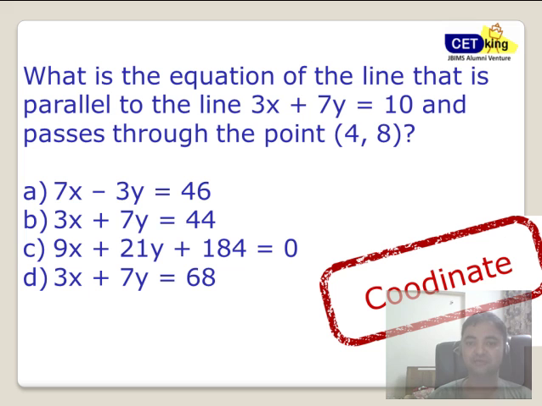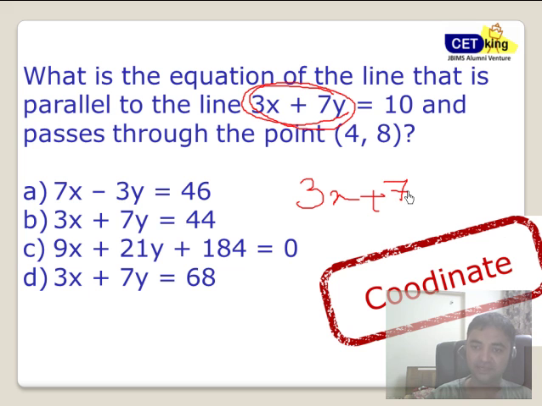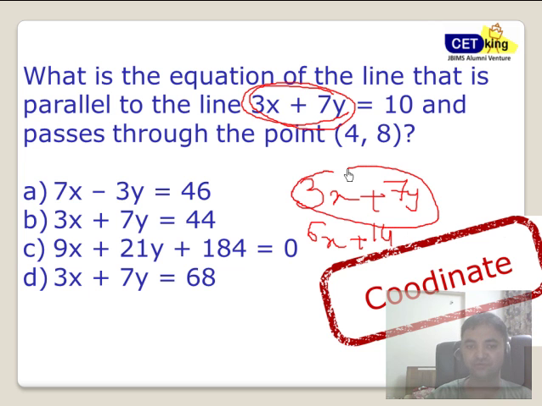Find the equation of the line which is parallel to this line. Remember one thing. Any line which is parallel to this line will have the same coefficients for x and y. So your answer should also contain 3x plus 7y or any multiple of that. So it can also be double of this, 6x plus 14y. So whichever equation is not giving me 3x plus 7y is out. So this is gone. 3x and 7y, this is possible.